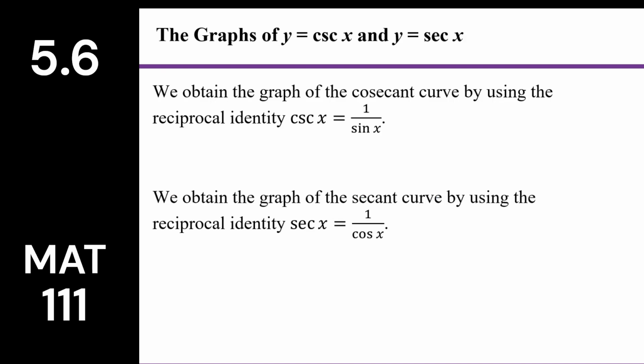So now that we've graphed 4 of the trig functions, the 2 that are remaining can be obtained by considering their reciprocal identities.